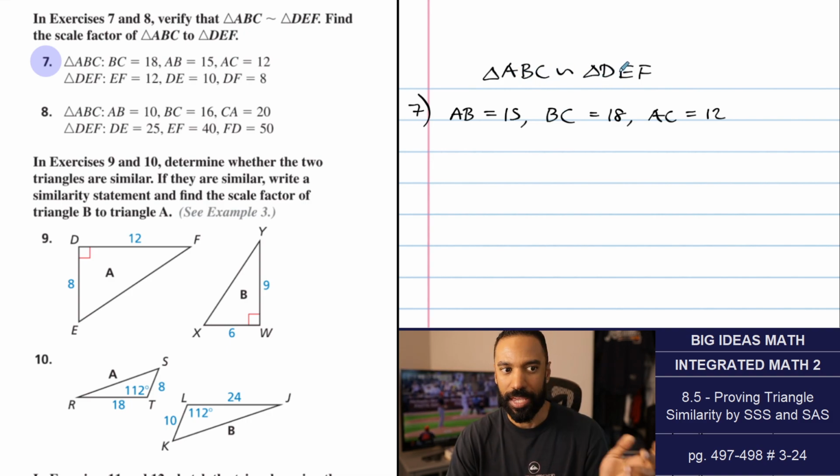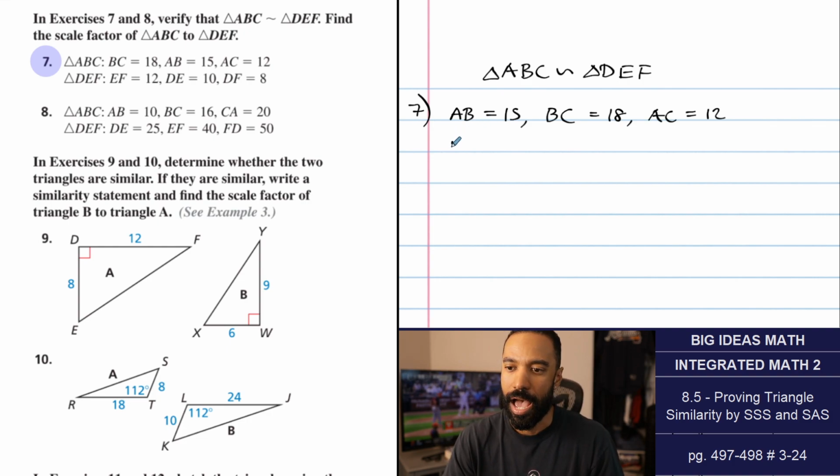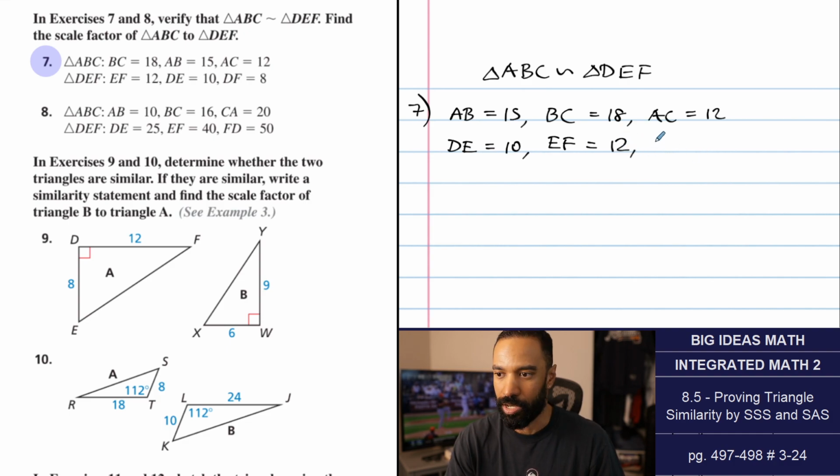I'm going to do the same thing here. It looks like they wrote things in a different order. Actually, no, they didn't. They just wrote them in different spots. But in case they do mix it up, I'm going to do exactly that. DE is 10. That's 1, 2. And then 2, 3 is EF is 12. So it looks like they did put things that correspond with each other, just in a different order. And DF equals 8.